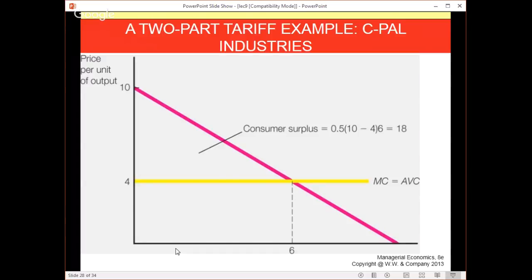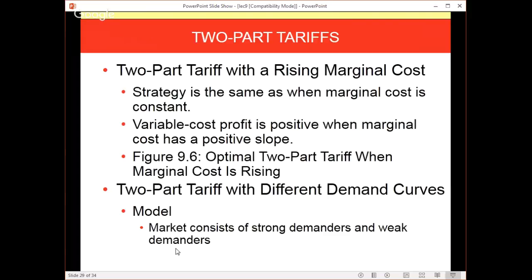Okay. I can do the same thing if I don't have constant marginal cost, right? As long as my variable cost profit is positive, when my marginal cost has a positive slope.